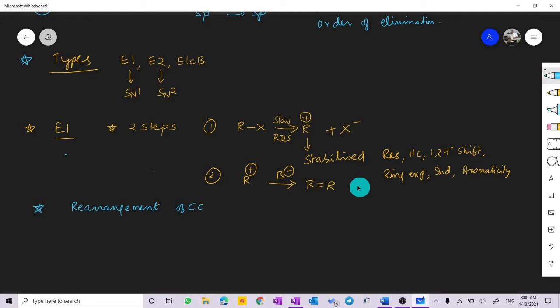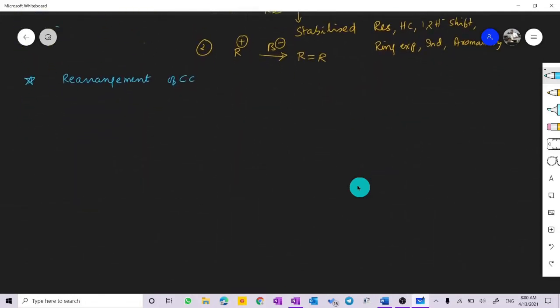So if you look at the mechanism in detail, for example, if you take Me, Me, and if you have Cl. The first step will be the reversible step. Usually the rate determining step will be the slowest step, and therefore this can be a reversible step. In the rate determining step, RDS, you have the formation of the carbocation, the tertiary butyl carbocation formed here, plus Cl minus.